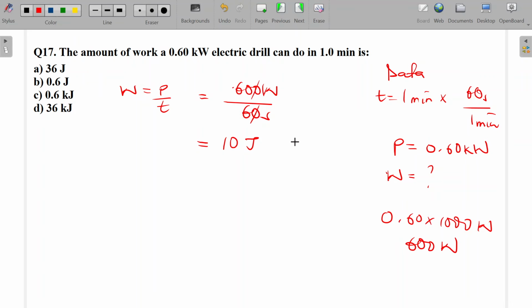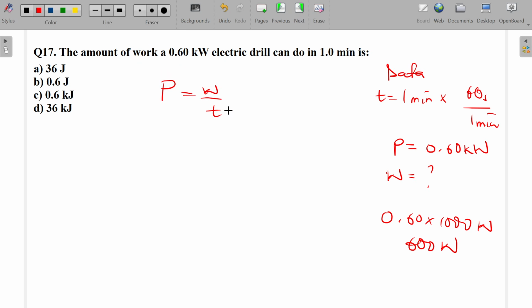Sir, are we not supposed to multiply power with time? Because power is equal to work over time, and when we make work the subject of the formula, it will be power multiplied by time. Oh, the question is asking us to find work. Thank you, I swapped everything. So work is equal to power times time.